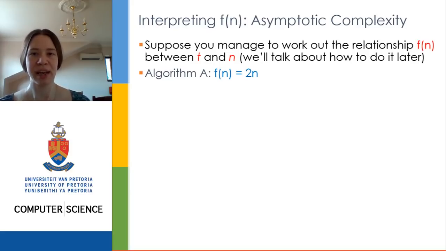Suppose I already have a couple of algorithms, A and B, for which I already know what the function is. So for algorithm A, my f of n is equal to 2n. How do I interpret this? What exactly does it mean? Well, this essentially tells me that for any n number of items that I'm going to process in my algorithm, number of steps, whatever, I will require twice as many time units.